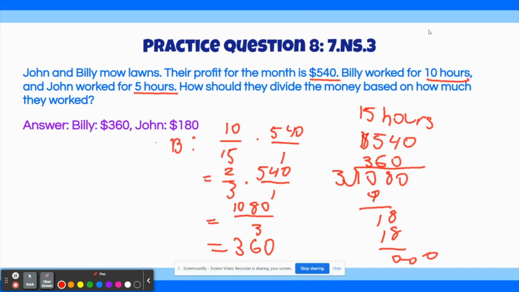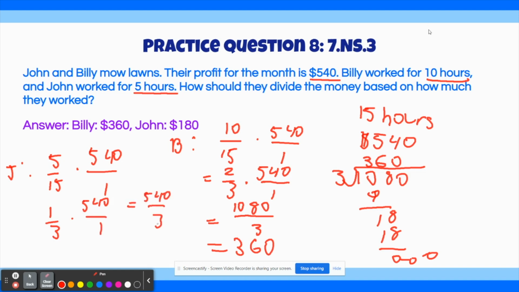And then for John, we can do the same thing. We're going to have to do 5 over 15 this time, times 540 over 1. This is for John. So 5 over 15 simplifies to 1 over 3. We get 1 over 3 times 540 over 1. This is equal to 540 over 3. And I'm going to do the long division over to the side.